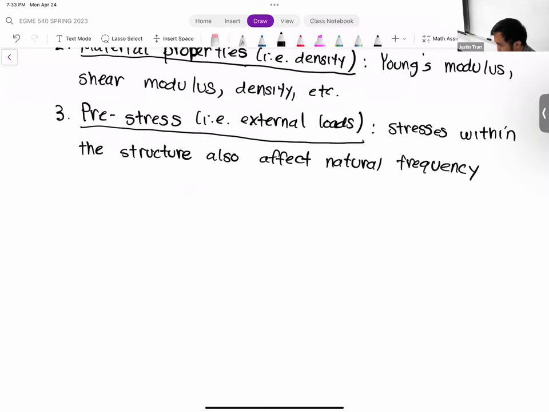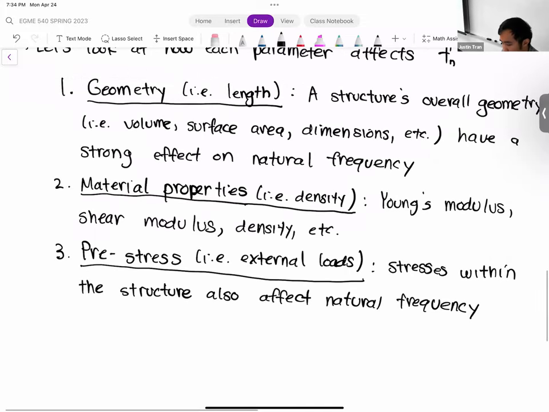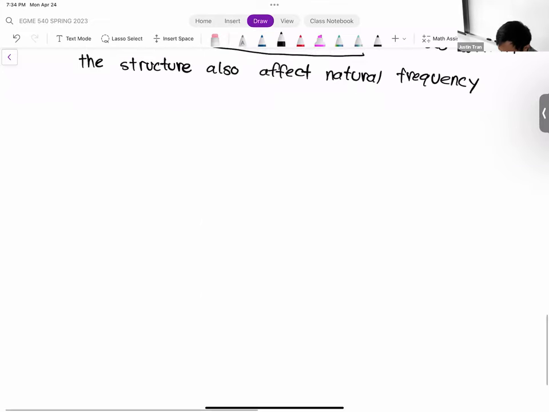All right. So those are the main properties that affect the natural frequency. When you're designing a structure and your natural frequencies are in a problematic zone, and you need to shift them one way or the other based on your design specifications, these are the main things that you can consider. So that's about it for the natural frequencies.